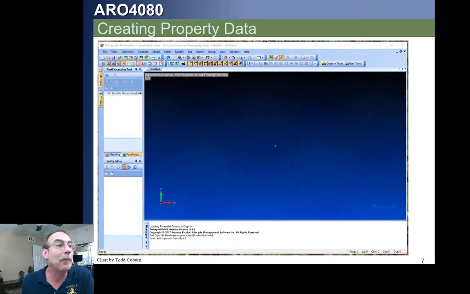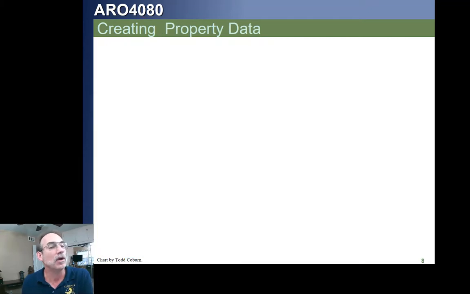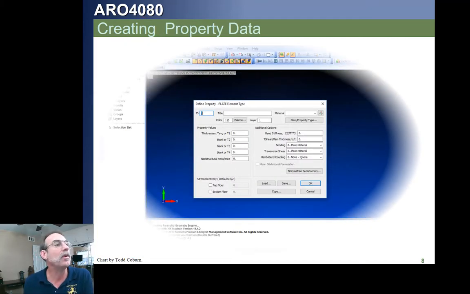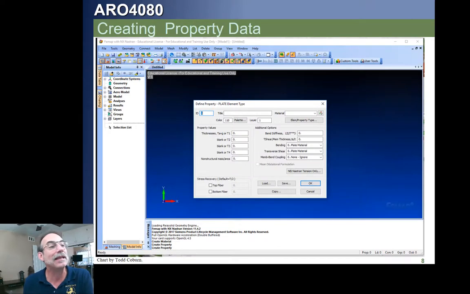So then we get to our property window. To put in our properties, we're going to select model again, and then we're going to drag down to property. See that? Once we get the property window open, we're going to get something like this. This is actually a plate element property. Once you get the property window open, it's going to ask you what kind of property. Do you want a rod property? Do you want a bar property? Do you want a plate property, right? So this is a plate property, which is going to encompass the CQUAD4s and those kind of elements.